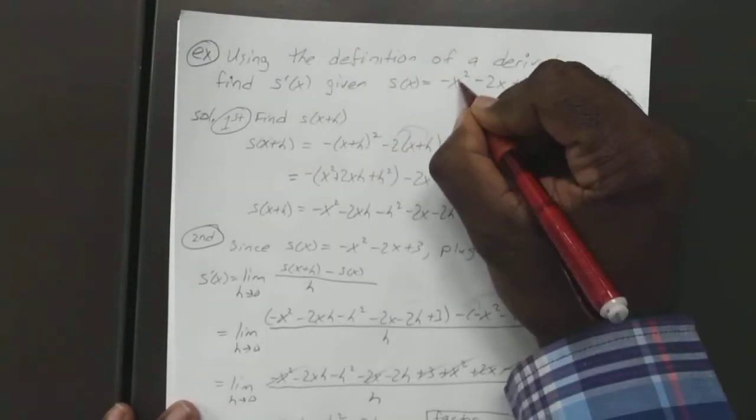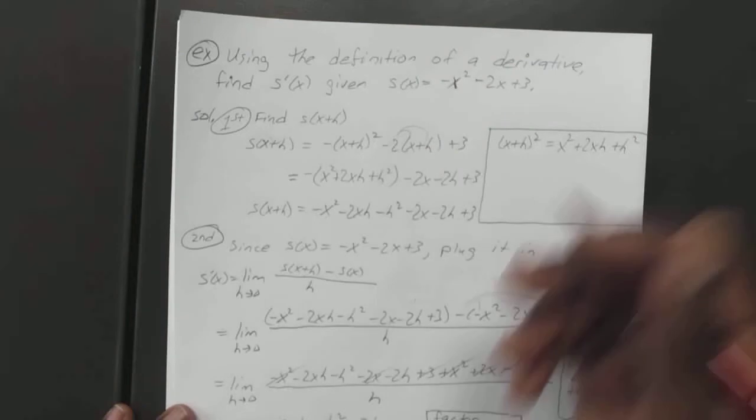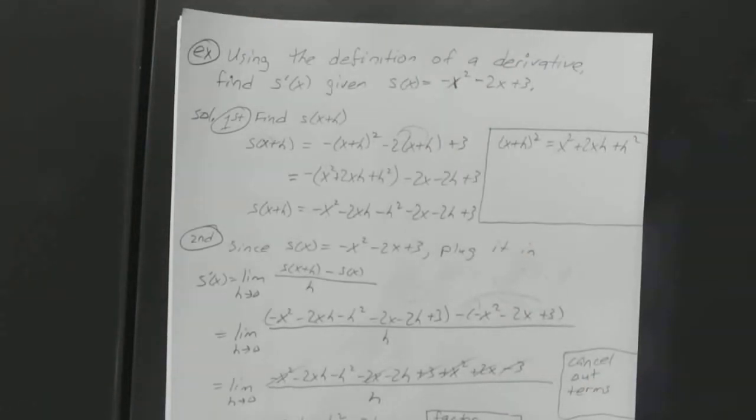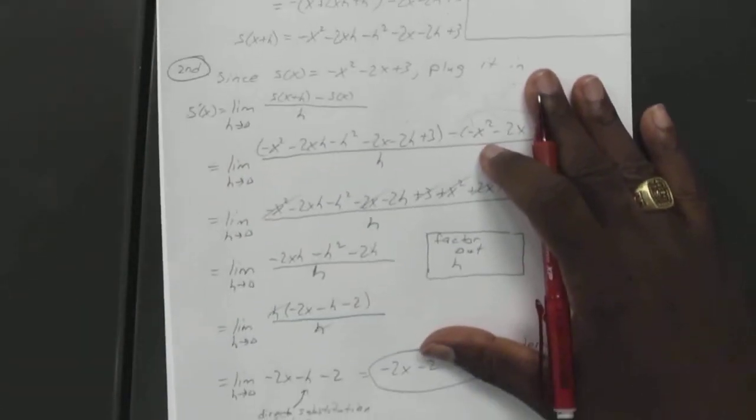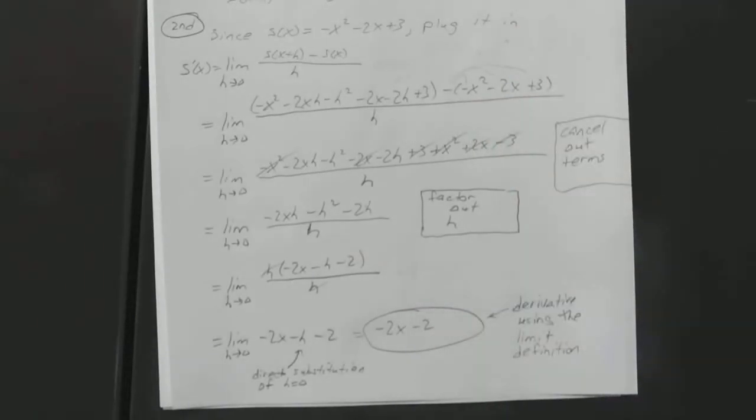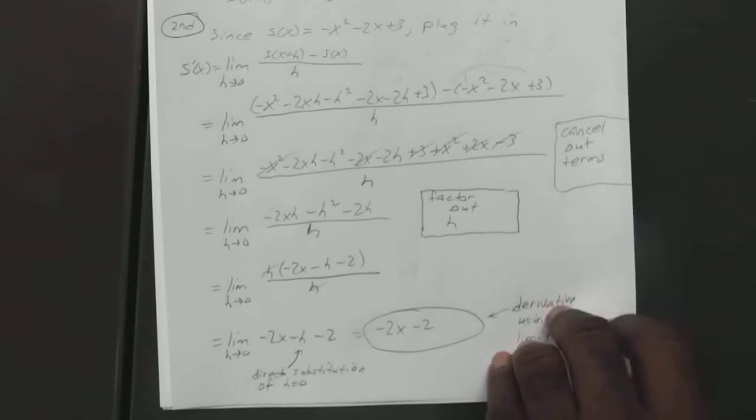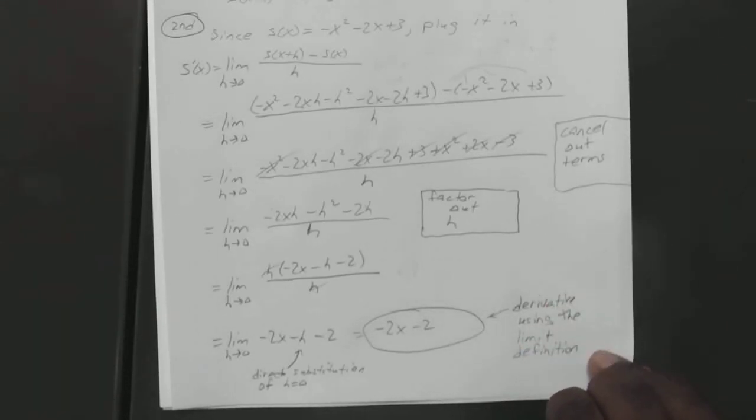Yep, that negative on the outside with no parentheses makes a big difference. Okay. Any other questions on this one? All right. Let's do it right here. Okay. Oh no, the next example will show you why.